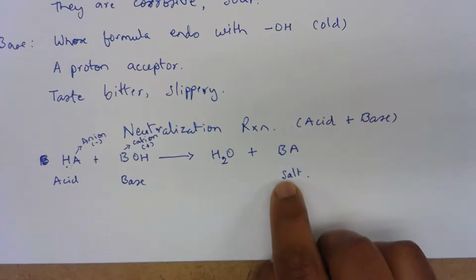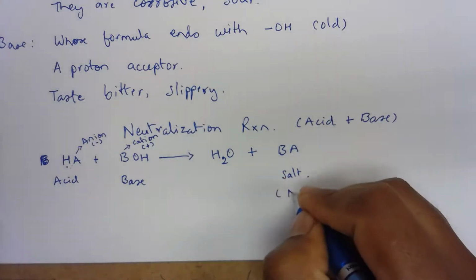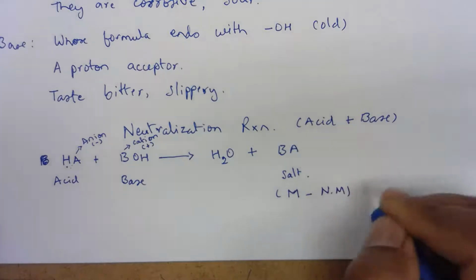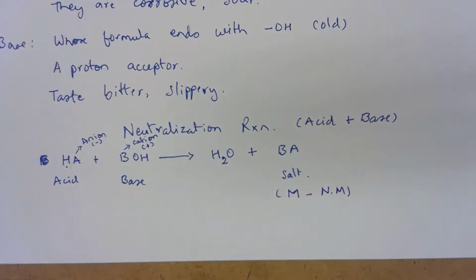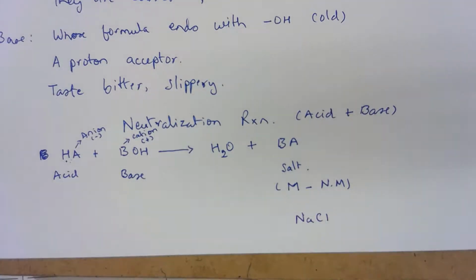So salt is any chemical that is made from a metal and a non-metal. That's it. So salt is a generic term. The kind of salt we eat is sodium chloride. And if you look at the formula of sodium chloride, does this formula satisfy this condition? The sodium is a metal, chloride is a non-metal.